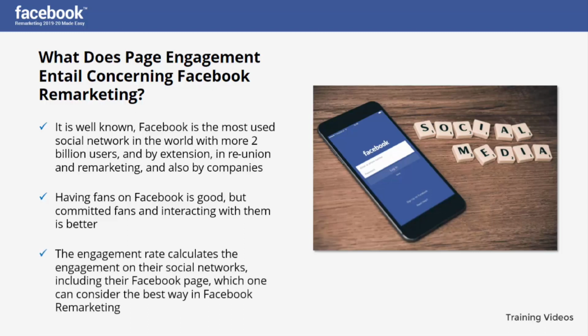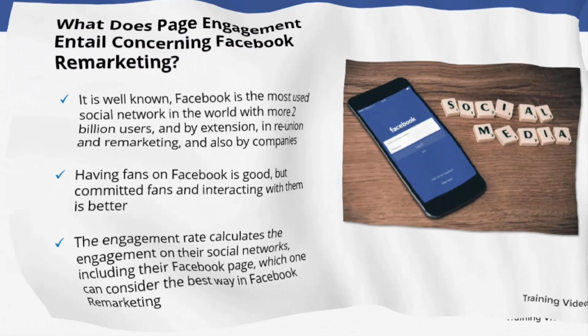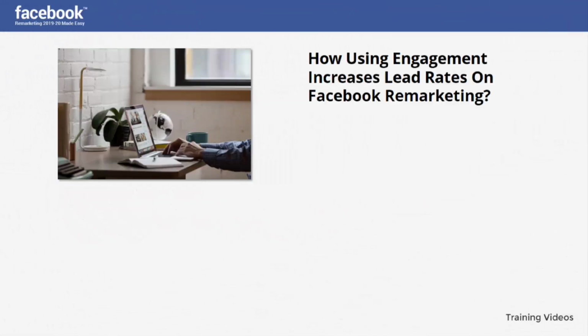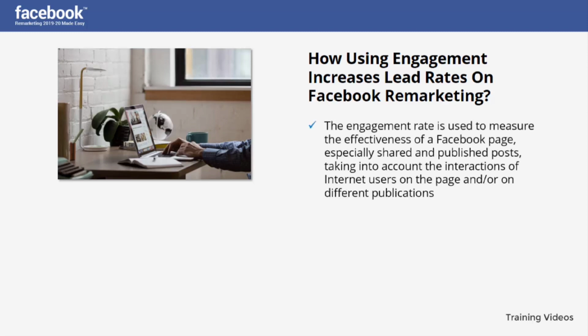The engagement rate calculates the engagement on their social networks, including their Facebook page, which one can consider the best way in Facebook remarketing. How using engagement increases lead rates on Facebook remarketing. The engagement rate is used to measure the effectiveness of a Facebook page, especially shared and published posts, taking into account the interactions of Internet users on the page and/or on different publications.